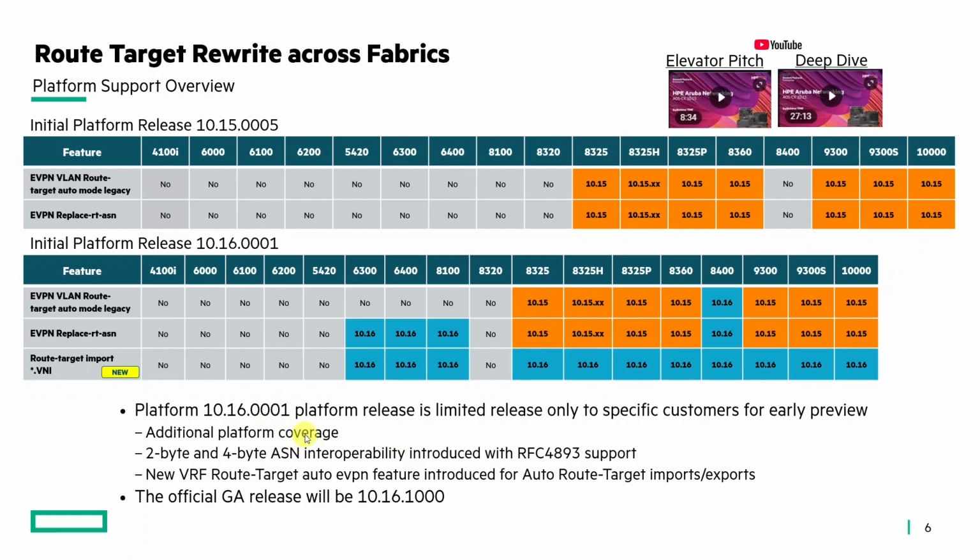So additional platform coverage. What we'll see is we support now 2x and 4x ASN interoperability, introduced with the RFC 4893 support. And then the new VRF route target auto VPN feature is introduced for imports and exports, and you'll see what that looks like in the configuration. Just one word of note, the 10.16 0001 is a limited platform release, not really GA. It's being released to a few beta customers initially. The official GA release will be the 10.16 1000 release that's coming out this summer, so just be aware of that.